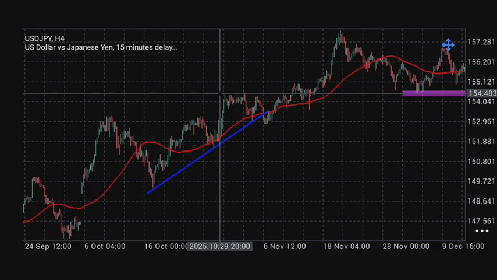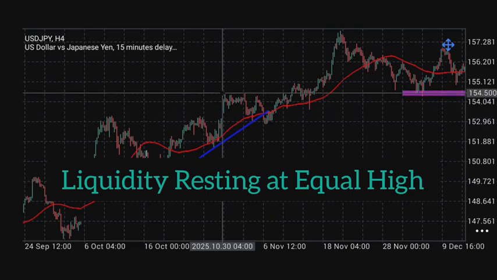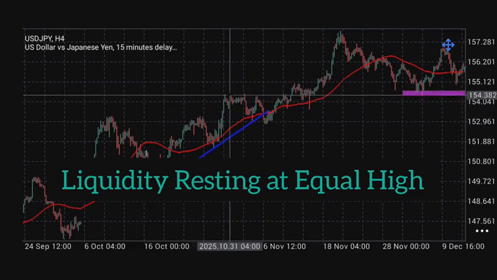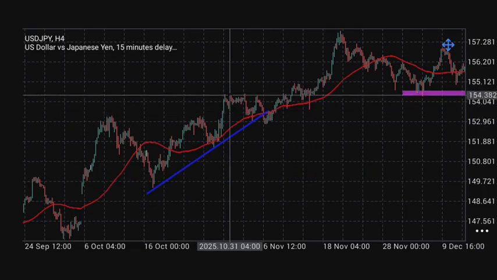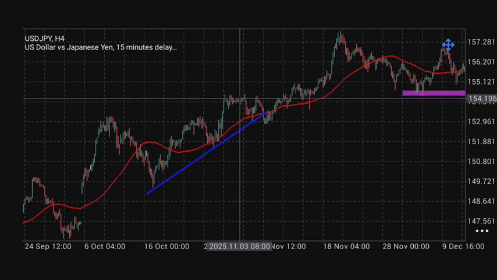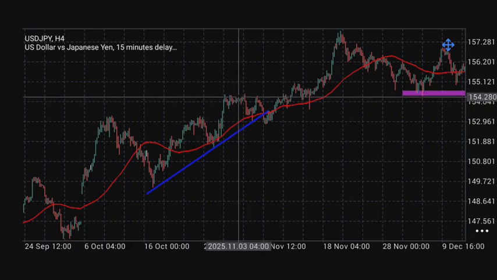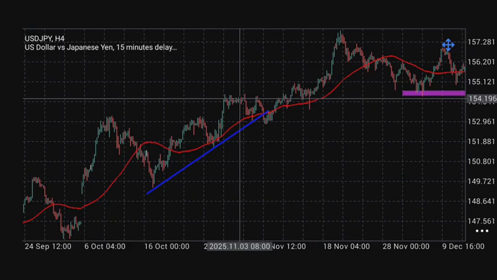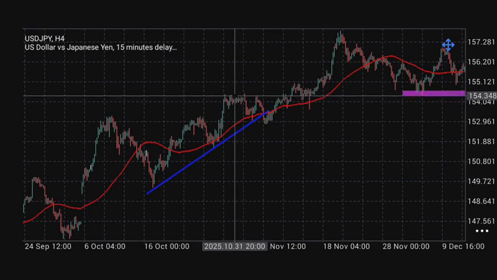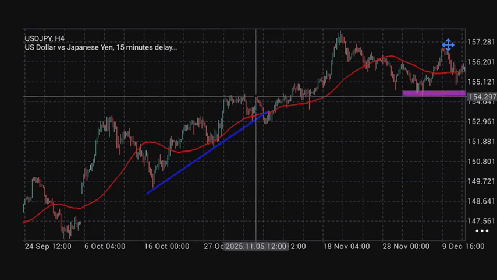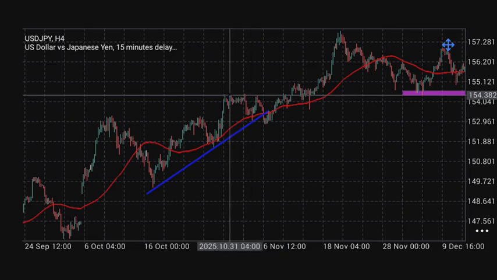This is an equal high. So the price pushed up, created a higher high, came down, created a higher low, pushed up again, but the high was not higher than the previous high, so we'll call it an equal high. At this point, you see a lot of orders resting in this place. We call this liquidity. Money is resting in this place. A lot of dollars resting here.